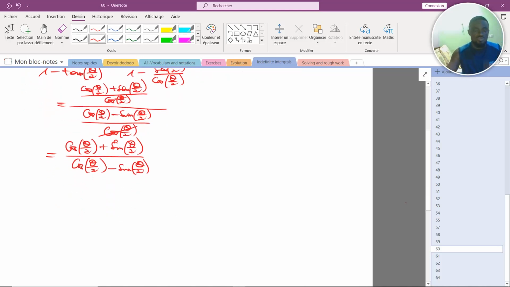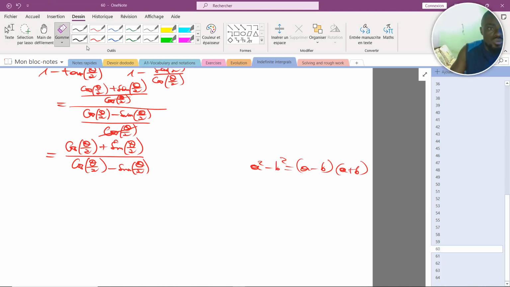Very good. So at this stage, what I'm going to do is multiply top and bottom by cos theta on 2 plus sine theta on 2. In fact, I'll multiply this bottom by its difference of two squares. Whenever you have a squared minus b squared, it is the same as a minus b times a plus b. So since under here I have cos theta on 2 minus sine theta on 2, I'll multiply top and bottom by cos theta on 2 plus sine theta on 2.